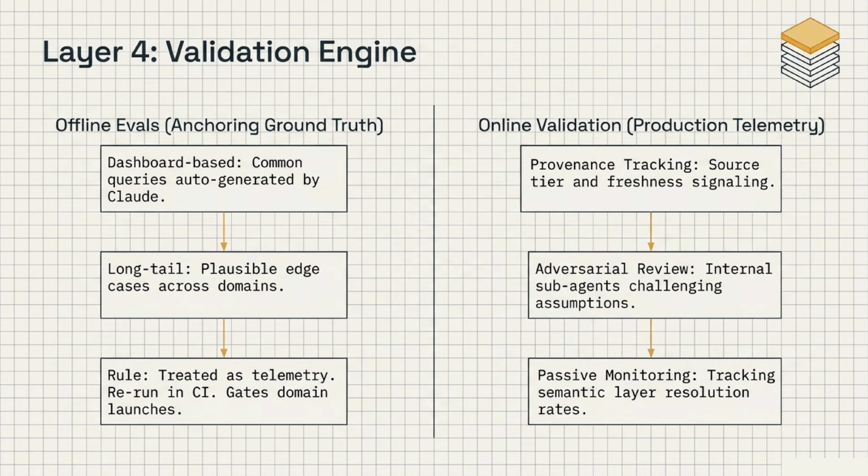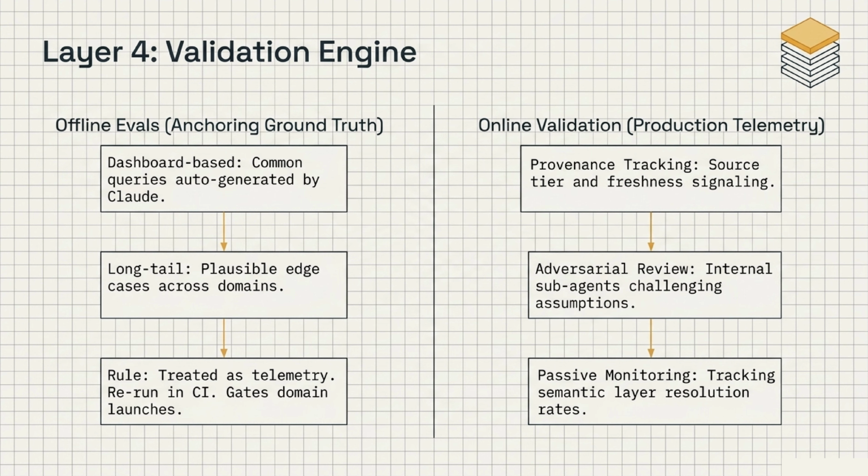Now for Layer 4, the validation engine. We split this into offline and online validation. Offline evals anchor our ground truth through dashboard-based common queries and long-tail plausible edge cases. We treat these like telemetry, rerunning them in CI to gate our domain launches.